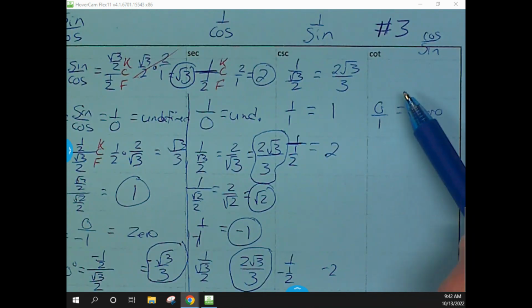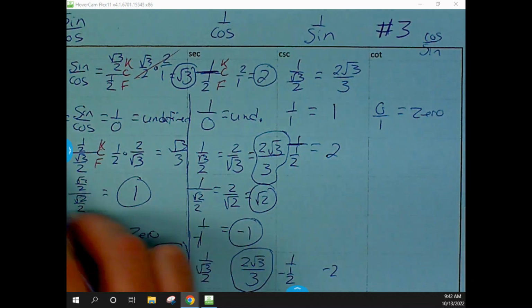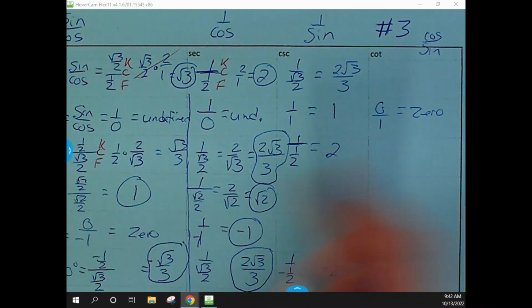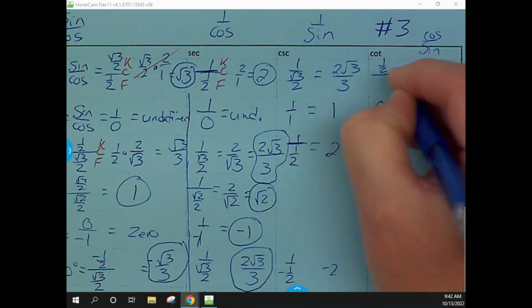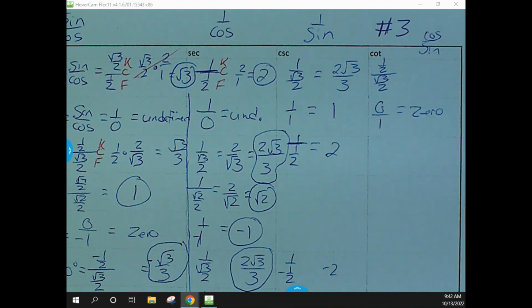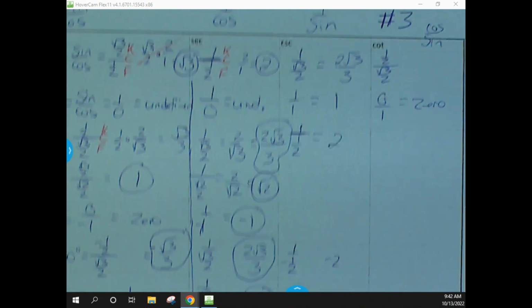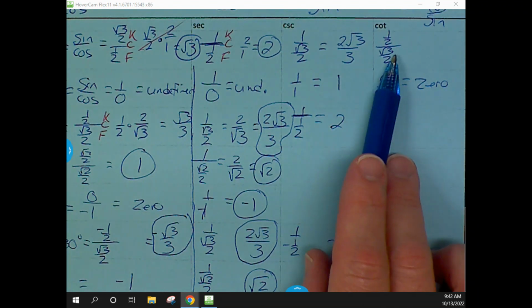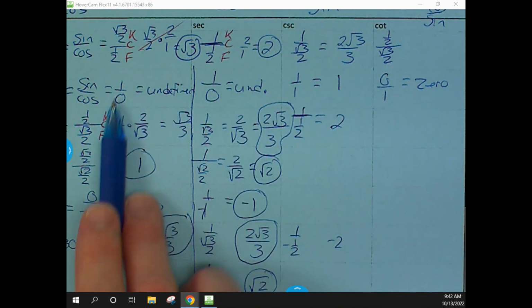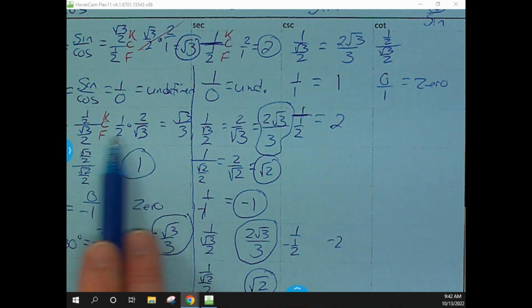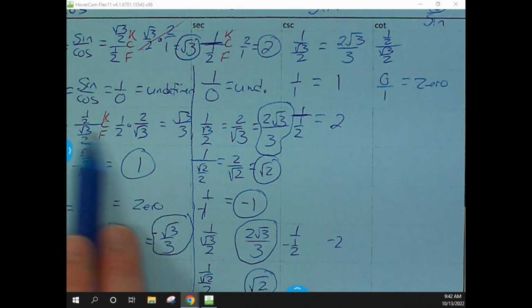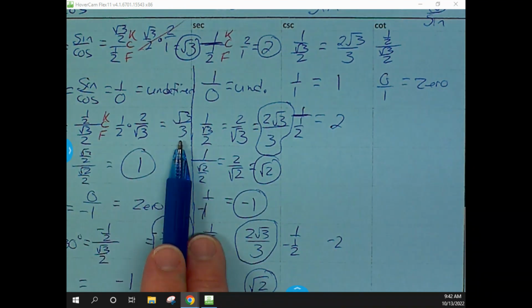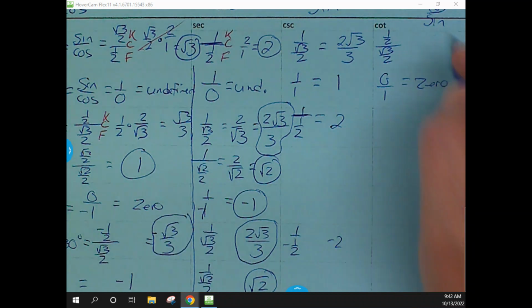For number 1, let me back up there. For number 1, it was going to be cosine over sine. So it's going to be 1 half over square root of 3 over 2. But again, don't redo all the work because you've already done that work. Number 3, that's 1 half over square root of 3 over 2. We already did that, so we know the answer is going to be square root of 3 over 3. So don't do all the work again.